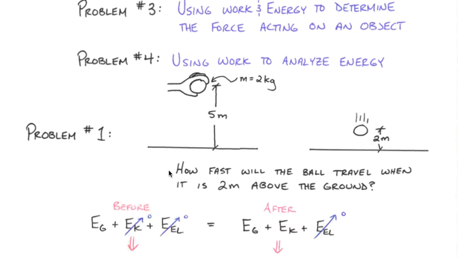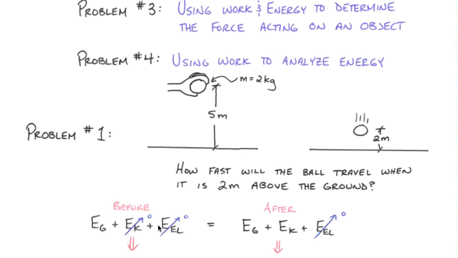And a simple question: how fast will the ball travel when it is 2 meters above the ground? So it's at rest here. Once I let go of it, once it's fallen 3 meters, how fast is that ball traveling? Please notice as I go through these examples that the approach to every problem is exactly the same. And that's what's nice about these conservation of energy problems. The setup is exactly the same. You just have to try and understand whether or not work has actually been performed.